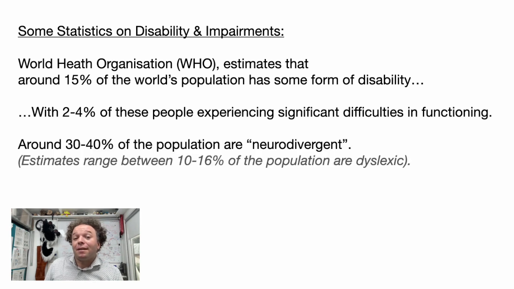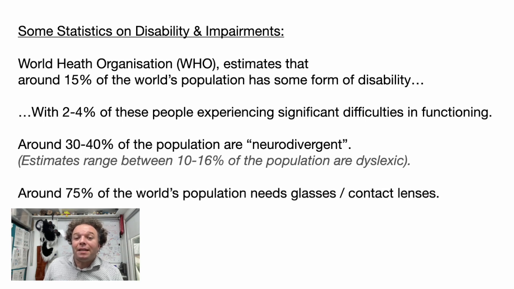As someone who is dyslexic, I find the term disability a complex label, and many may well prefer neurodivergent as a more modern update. This metric would mean that 30 to 40% of the population are neurodiverse. And although arguably few people today consider long or short-sightedness a profound disability, it's estimated that around 75% of the world needs glasses or contact lenses.